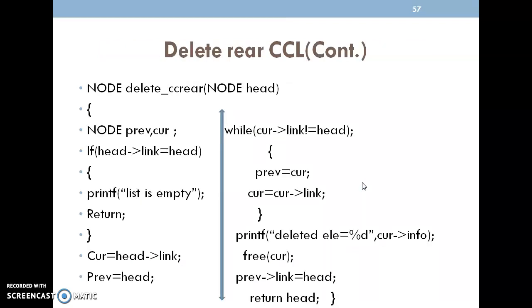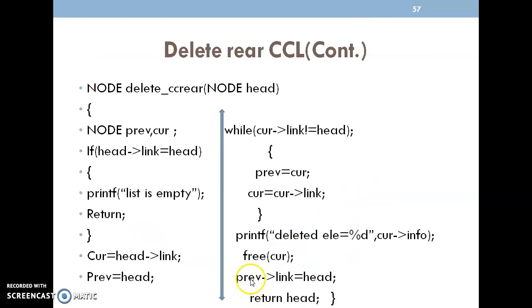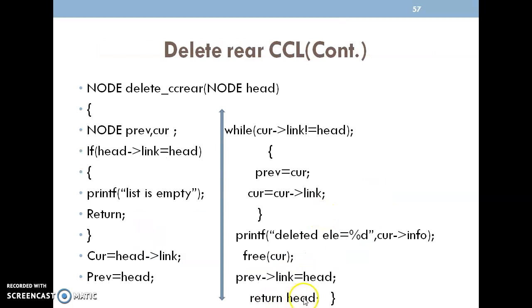Then delete the current pointer info. Whatever information is there in current will be deleted. Then free current, previous pointer link equal to head. Then return head. Always we return head at the beginning node, so return head as it is.